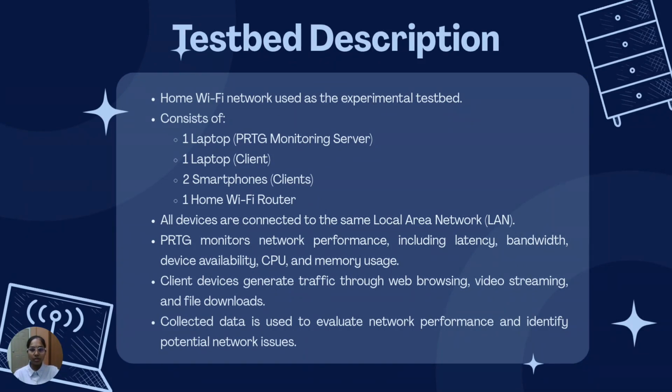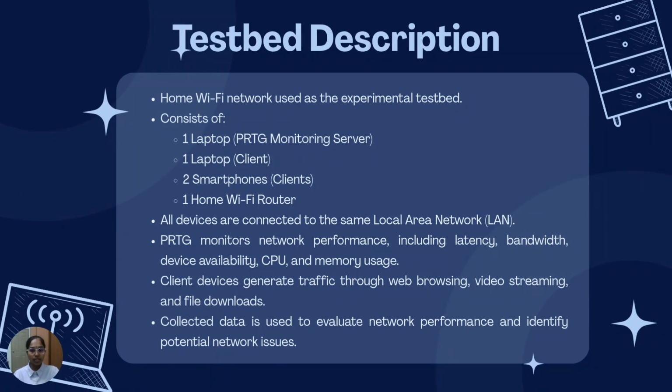For this project, we use a home Wi-Fi network as our experimental testbed because it provides a stable environment where all connected devices can communicate with each other. This makes it easier for PRTG Network Monitor to discover and monitor the devices. Our testbed consists of one laptop configured as the PRTG monitoring server, one laptop acting as a client device, two smartphones as additional client devices, and lastly a home Wi-Fi router. All devices are connected to the same local area network.